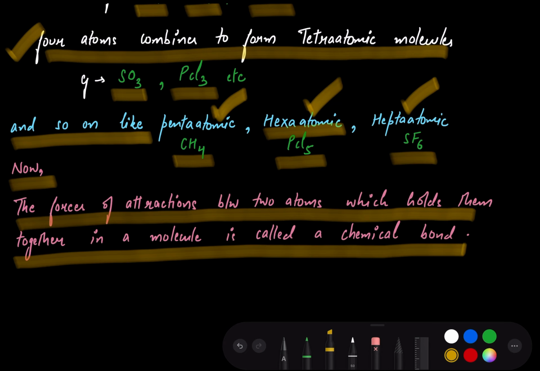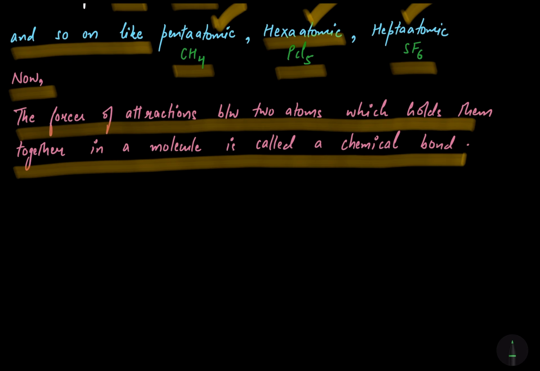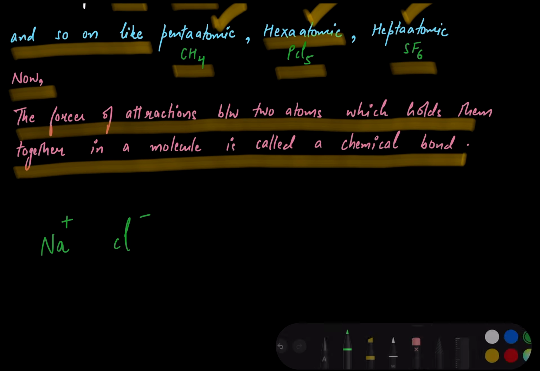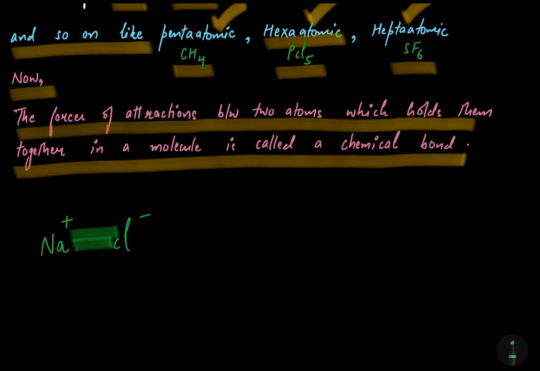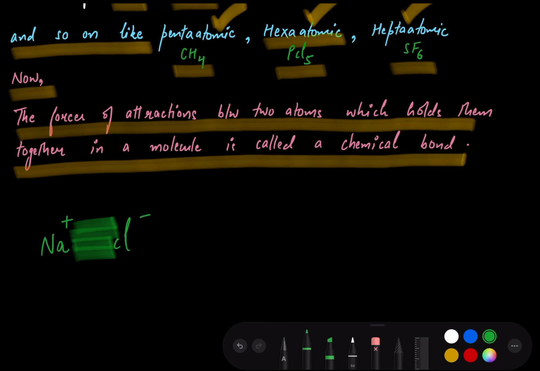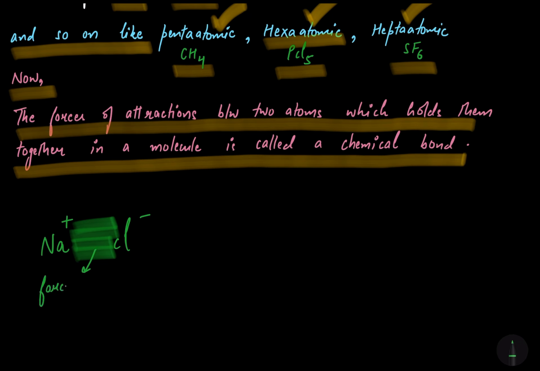Now let's take an example over here. Let's take an example of sodium chloride. I'm taking the sodium and I'm taking a chlorine. The sodium is positive charge, chlorine is negative charge. Now the force of attraction between the Na and the Cl will be called a chemical bond. So these are the forces of attraction which are holding Na positive and Cl negative in one compound or one formula unit. That's called a chemical bond.